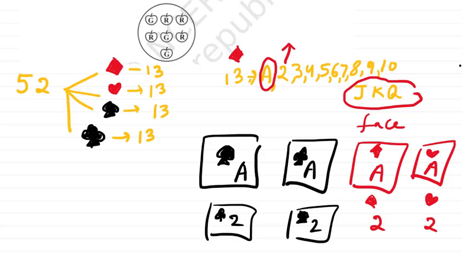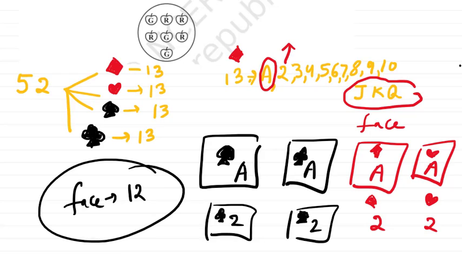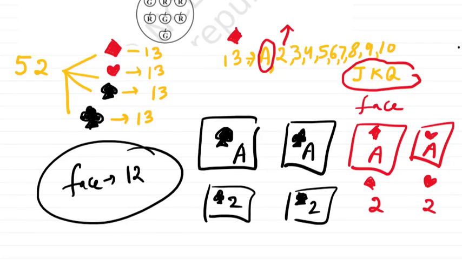Now if someone asks you how many 2s you have, you will say 4 twos, but 2 red twos and 2 black twos. The same way for face cards, in each color you have 3, so the total face cards are 12. But if you are asked how many red face cards you have, you will say 6 red face cards and 6 black face cards, but total face cards are 12. So like this you have in the deck of 52 cards.